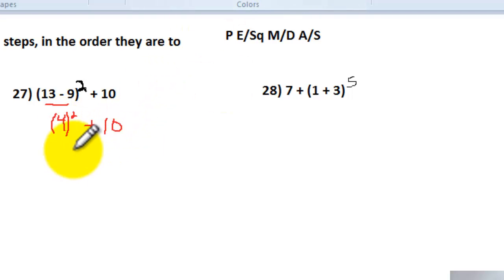And then the next step, we have a choice between an exponent and addition, so we have to do the exponent first, which is 4 times 4 is 16. So 16. And then we have plus 10 left, and that's simply 26. So the answer to that one is 26.